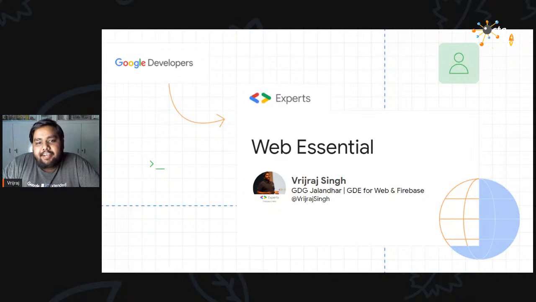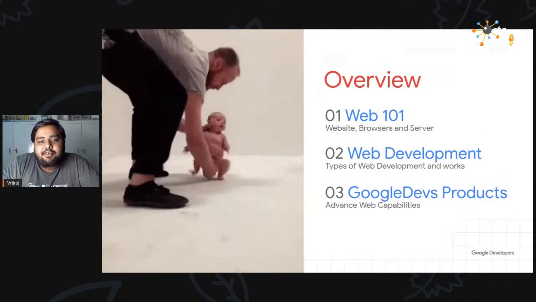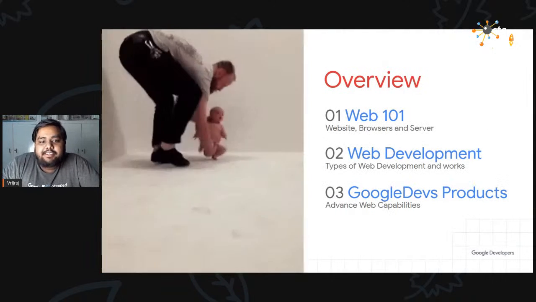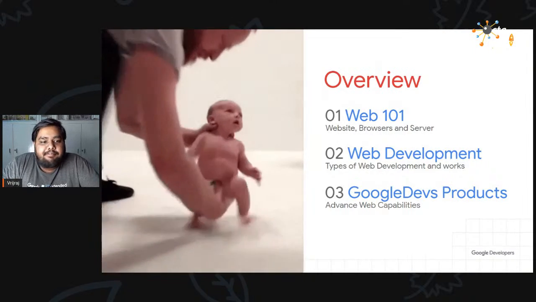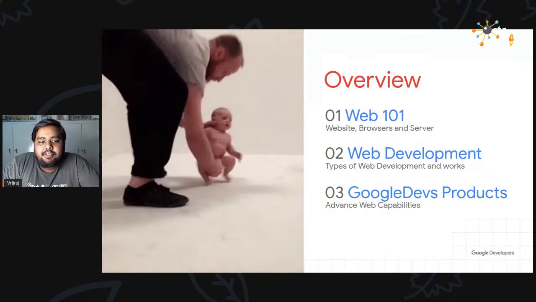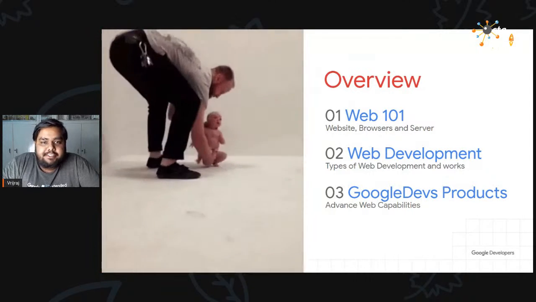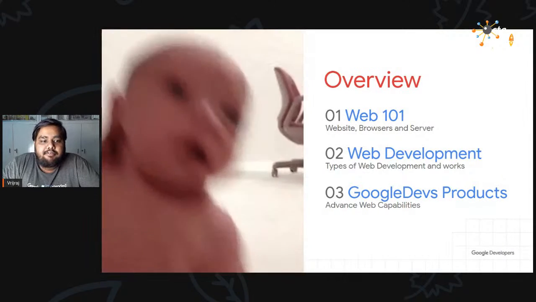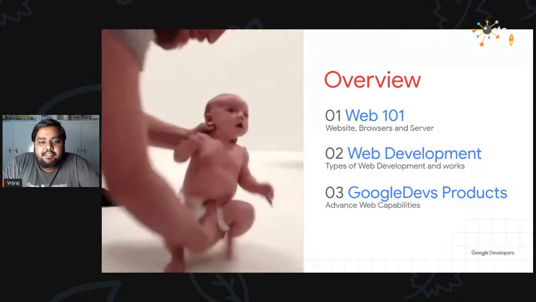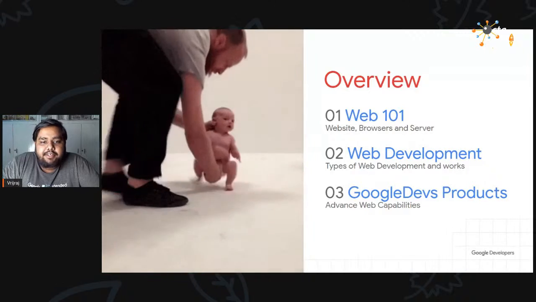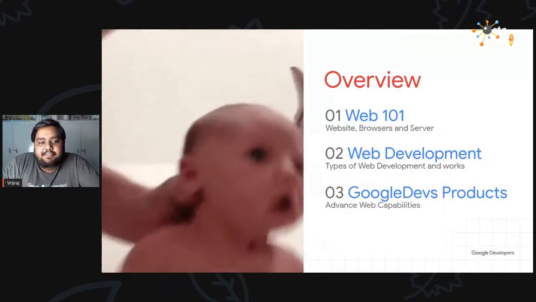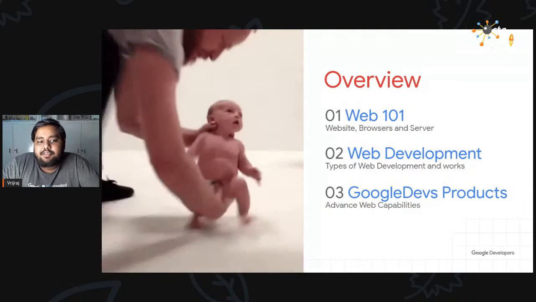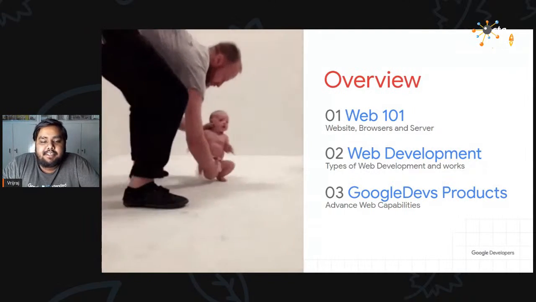And in this live session, I'm going to talk about web essentials. So basically, I'm going to talk about what is a web technology and what is the basic core fundamental of web, and then we'll go to the types of web development strategies and technical stack we can use for development. And the third one is Google developer products you can use if you have web applications and you want to enhance them, so you can use advanced web capabilities.